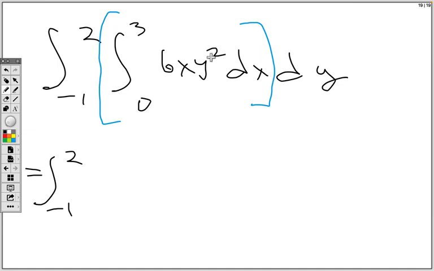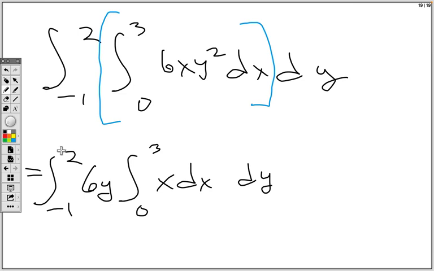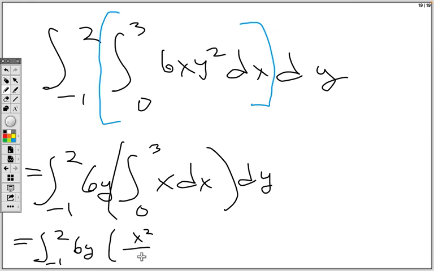And the innermost integral, we're integrating with respect to x. So that means we're treating y as a constant. So if I wanted to, I could factor the 6 and the y squared out. If I wanted to do this, I could even write it like this first, to help punctuate that point. I'll integrate this, x squared over 2 from x equals 0 to x equals 3 dy.